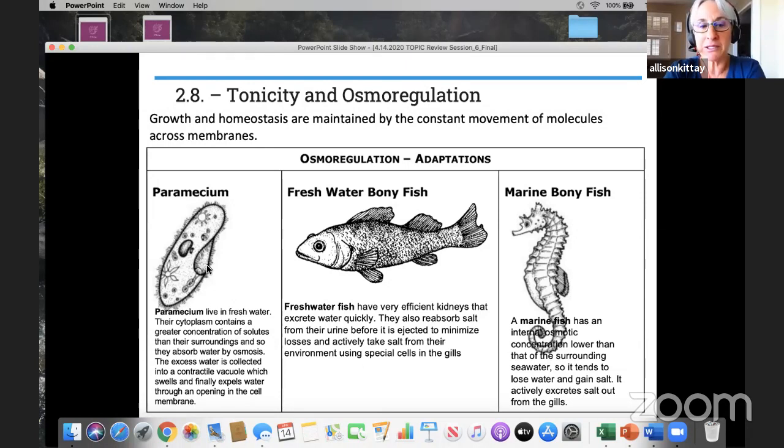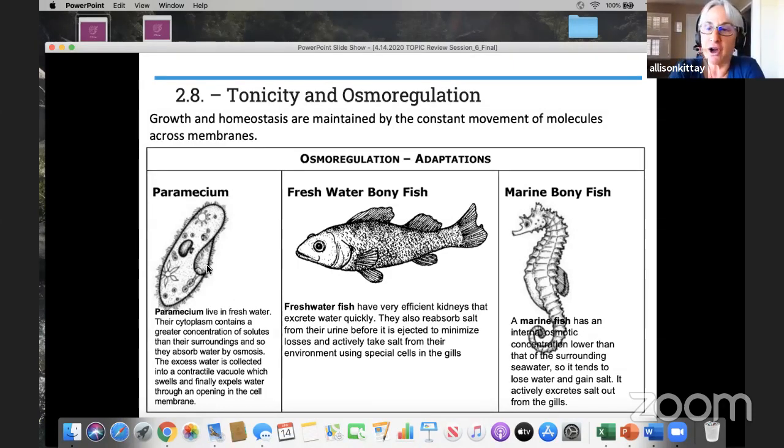So what happens to prevent that paramecium from taking on water and blowing up is that those contractile vacuoles act as pumps, and they pump out that excess water, kind of like if you were in a canoe that was taking on too much water, you would bail it out. So those contractile vacuoles bail out the excess water and allow that paramecium to maintain homeostasis in terms of its osmotic balance. Let's take a look at both a freshwater fish and a saltwater or marine fish.